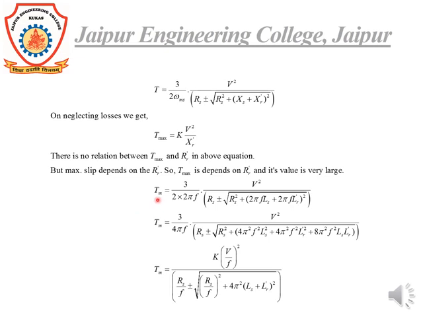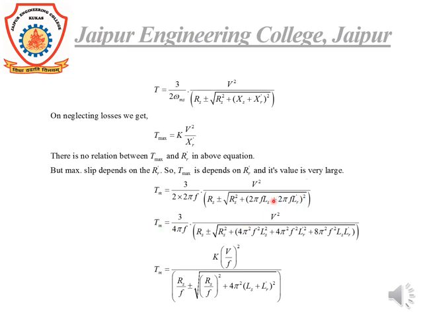Now what I am doing is applying the values of omega, Xs and Xr dash in this equation. On replacing them with their values, what we will get is 3 upon 2 into 2 pi f into V square. In the denominator we will have Rs plus the square root of Rs square plus, in the bracket, 2 pi f Ls plus 2 pi f Lr dash, whole square, okay.